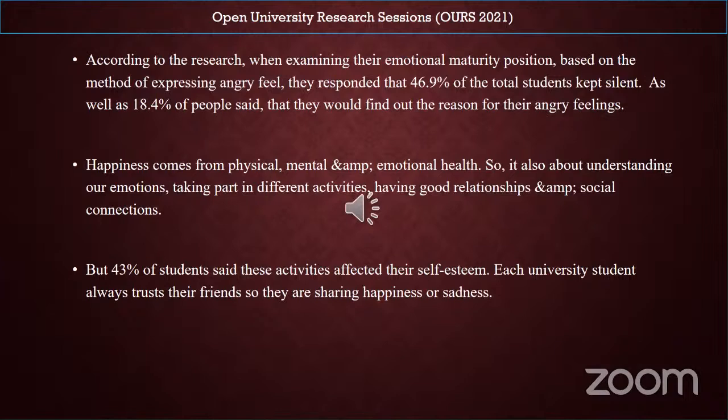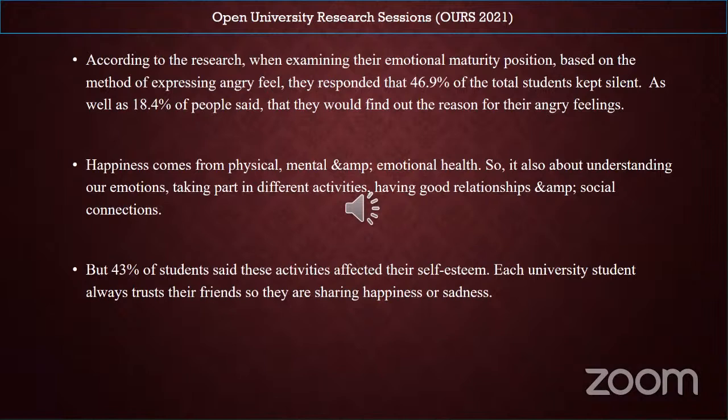Happiness comes from physical, mental and emotional health. So, it is also about understanding emotions, taking part in different activities, having good relationships and social connections. So, they sort out those responses and situations. It is noteworthy that this answer was given mostly by the students of the Department of Political Science and Public Policy. But 43% of students said these activities affected their self-esteem.